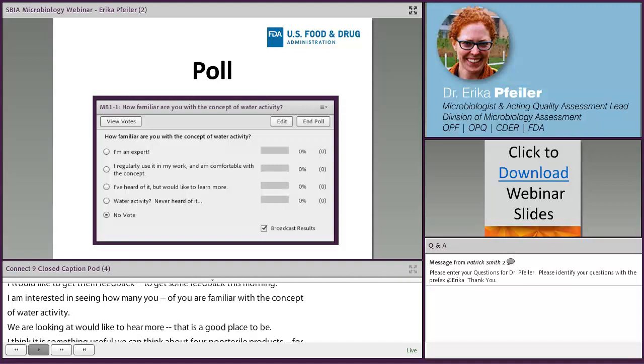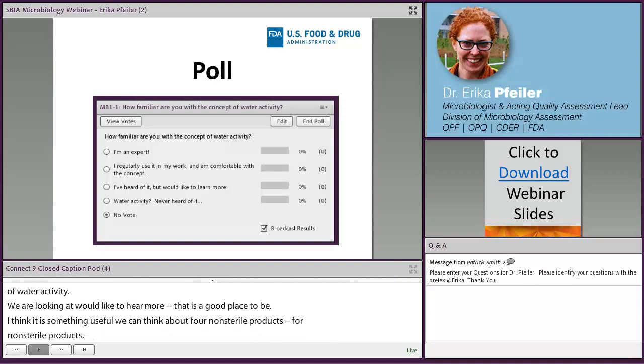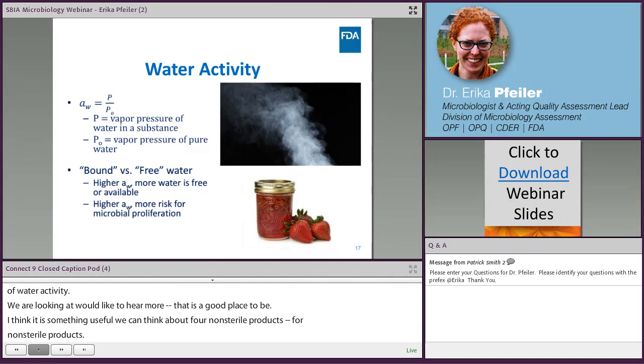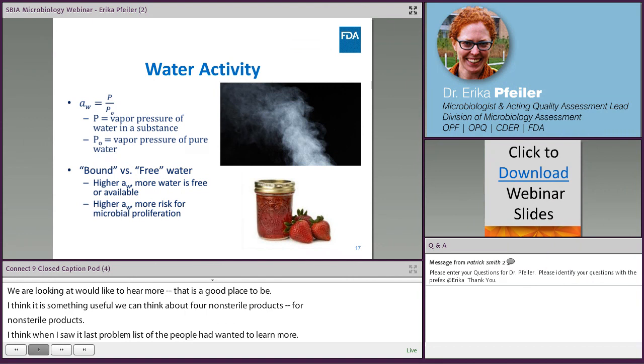All right, well, I think when I saw it last, most of the people had heard of it but wanted to learn more. So let's talk a bit about water activity, the concept and some practical applications. Let's talk a bit about water activity.